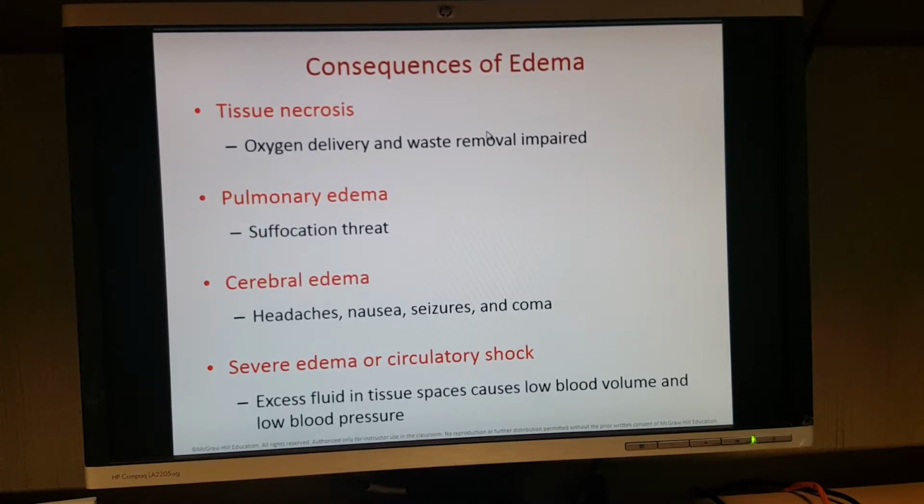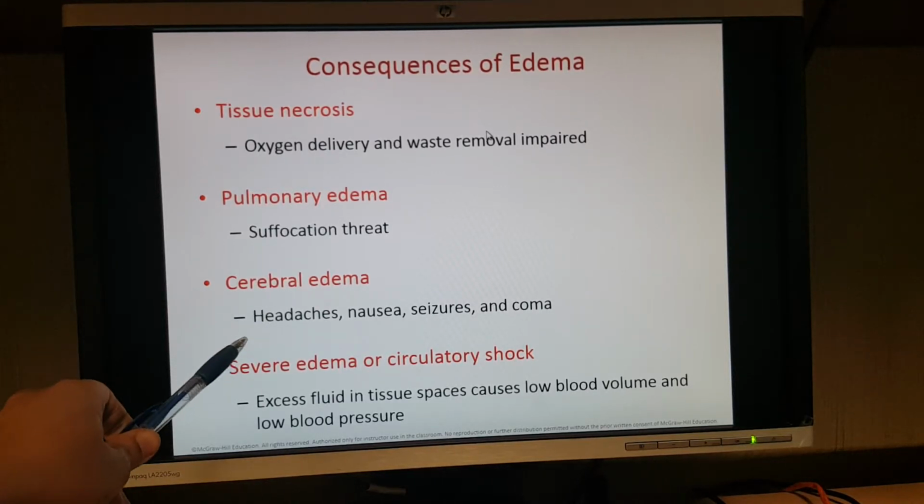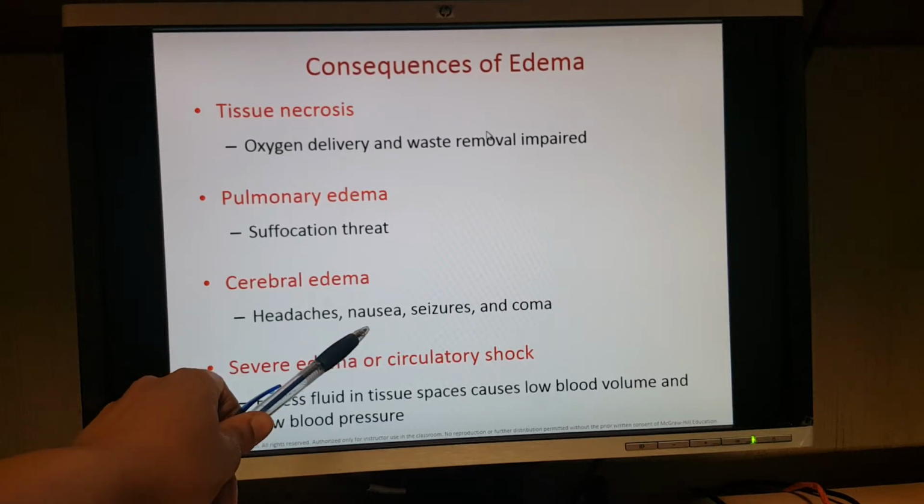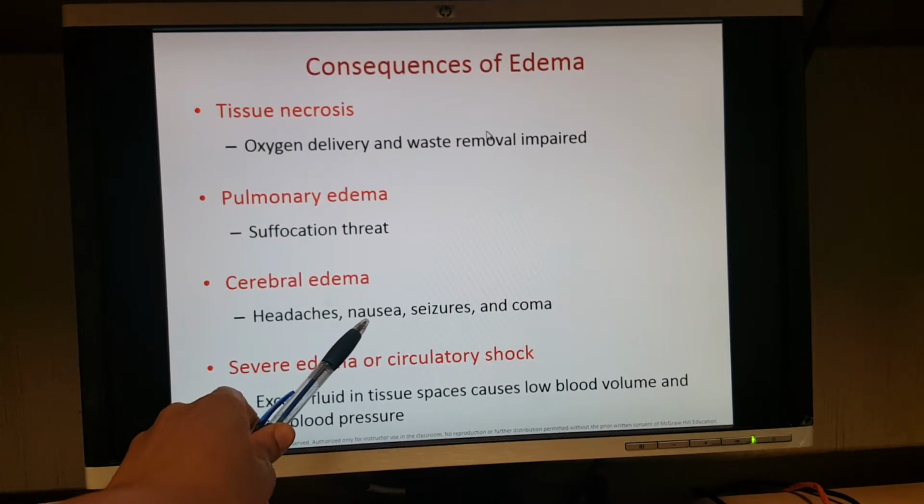Next consequence, pulmonary edema. This is when you have a buildup of fluid in your lungs. Therefore, you're not able to breathe like you should, and therefore there is a suffocation threat. Cerebral edema is a buildup of fluid in your head region. There's already enough stuff crammed up in there, so when you add swelling to those areas, causing pressure against your nerves, it can cause headaches. Depending on which nerve it might be pressing against, you can also get nausea.